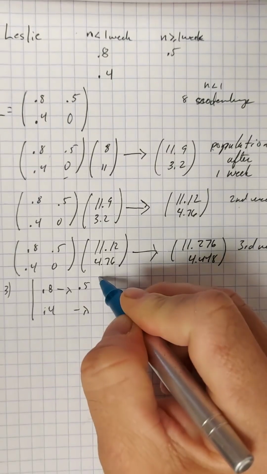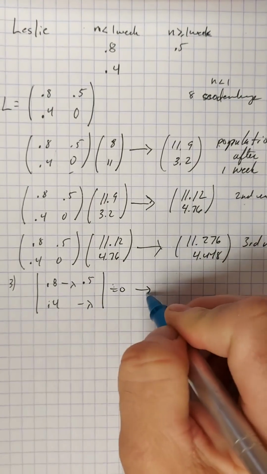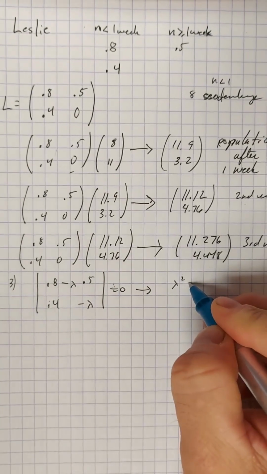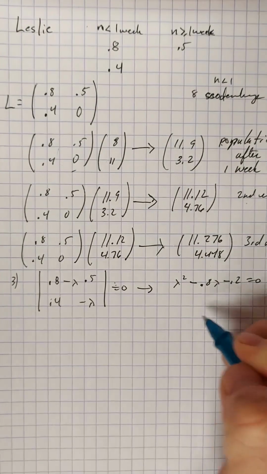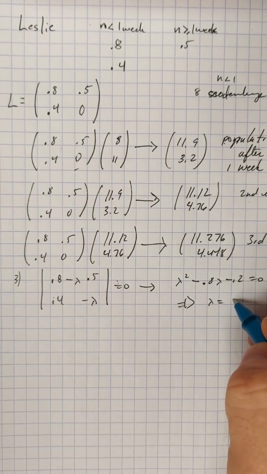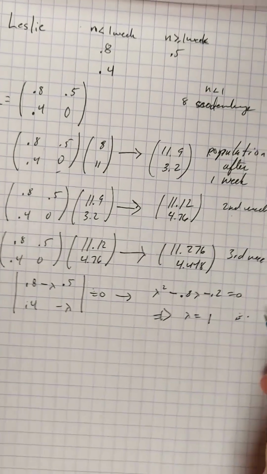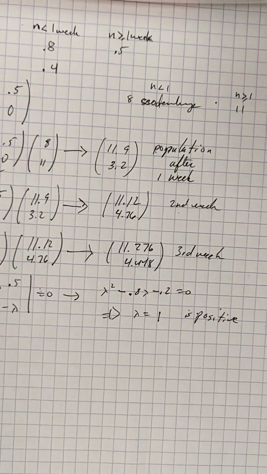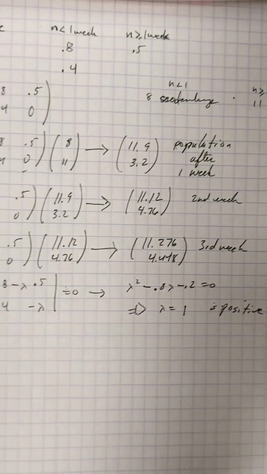It's 0 minus lambda, but I'm just going to write that as minus lambda. Okay, so if I set this equal to 0 and take the determinant, I get that lambda squared minus 0.8 lambda minus 0.2 is equal to 0, which implies that lambda is equal to 1 is the positive value, and we only consider the eigenvalues to be positive. So lambda equals 1 is our eigenvalue for this matrix.